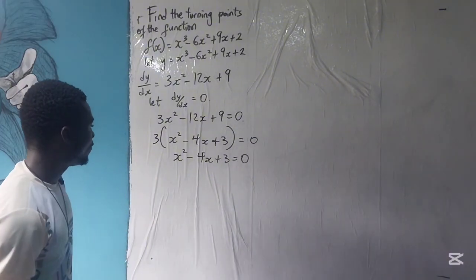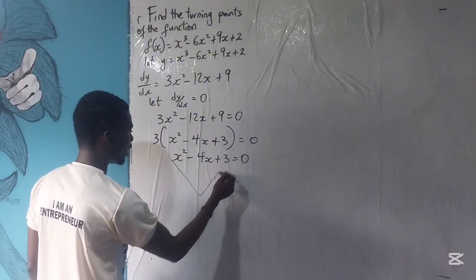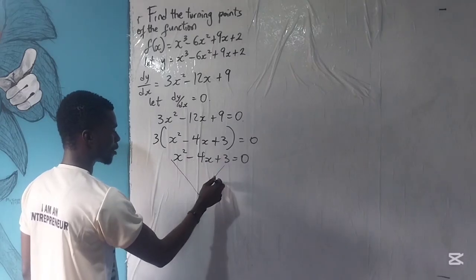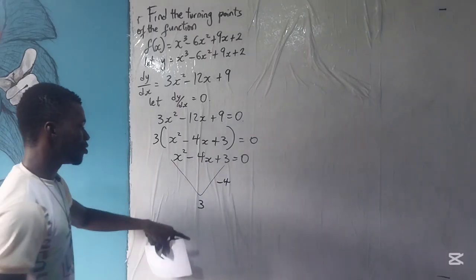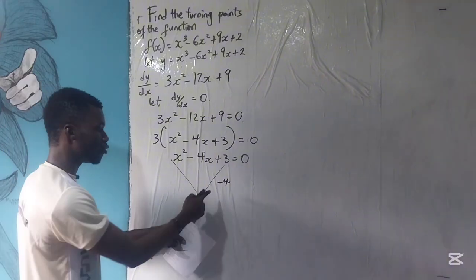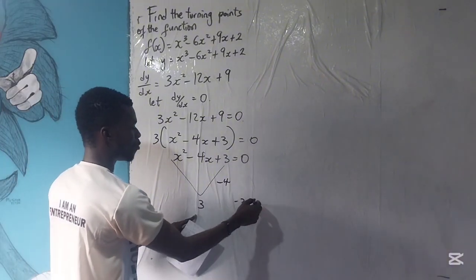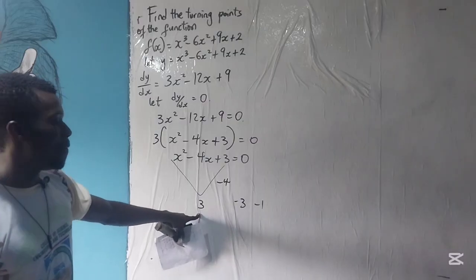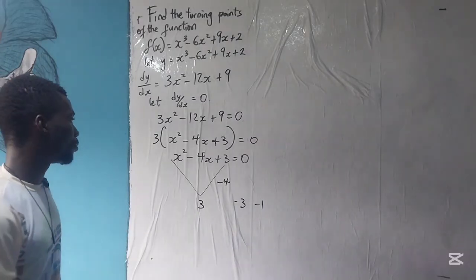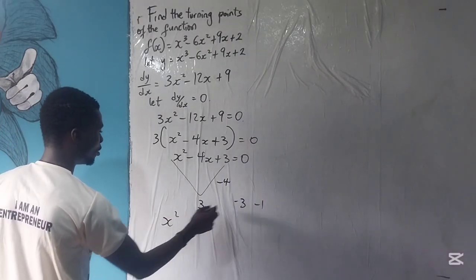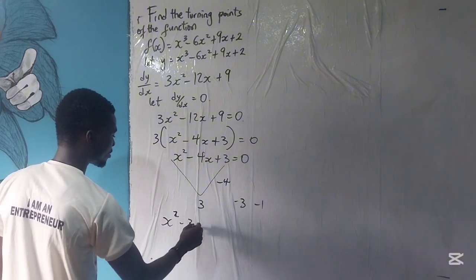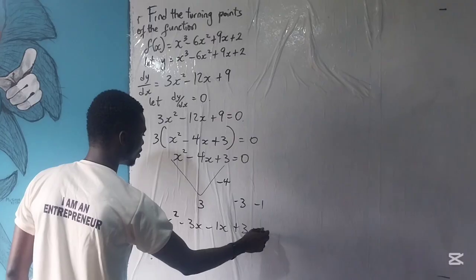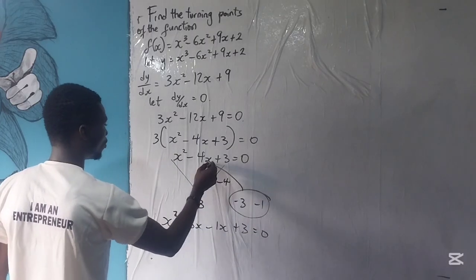So now, factorizing this, these are a and these are b. That's 1 and 3. 1 times 3 is 3. And b here is minus 4. What do we multiply together to give us 3 and add together to give you minus 4? That's minus 3 and minus 1. Minus 3 times minus 1 gives us plus 3, and minus 3 minus 1 gives us minus 4. So that means we have x² - 3x - 1x + 3 = 0.